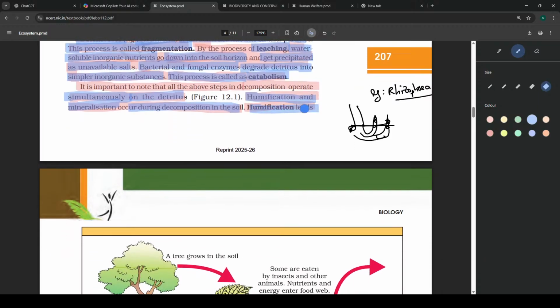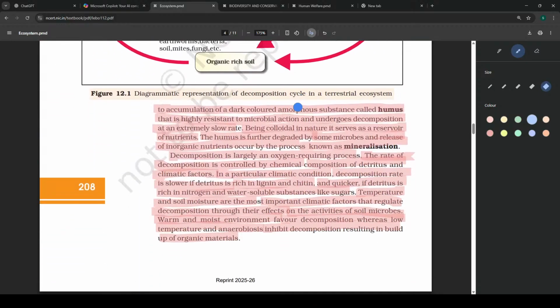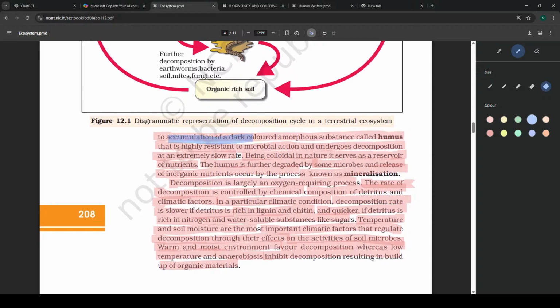Humification leads to the accumulation of a dark colored amorphous substance called humus. What is this humus? It is a reserve of nutrients, a reservoir of nutrients. It is highly resistant to microbial action.